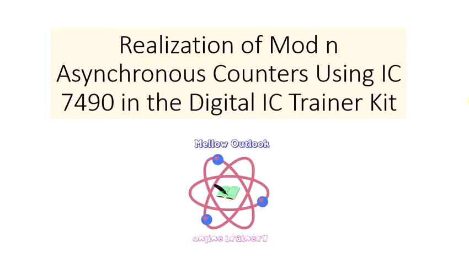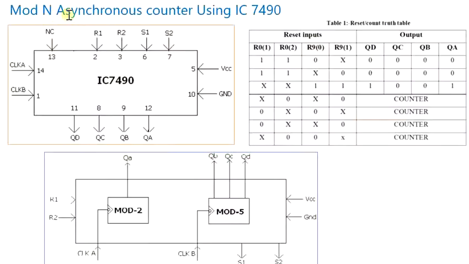Welcome to the tutorial on realization of mod n asynchronous counter using IC 7490, which is implemented using the digital IC trainer kit. So the mod n asynchronous counter using the IC 7490, the pin configuration has been shown here, and this basically consists of a mod 2 and a mod 5 counter, and the reset count truth table, or the function table, has been shown in this particular diagram.